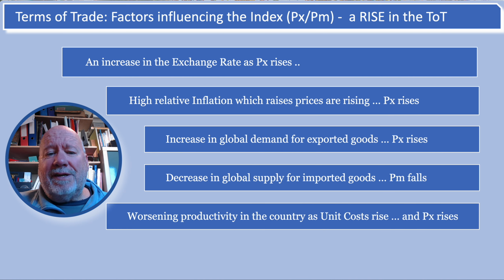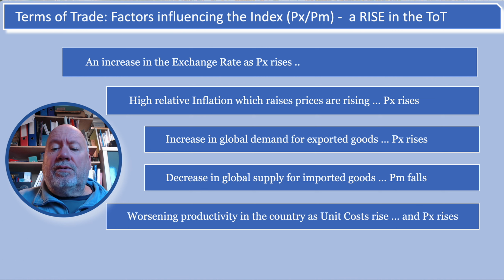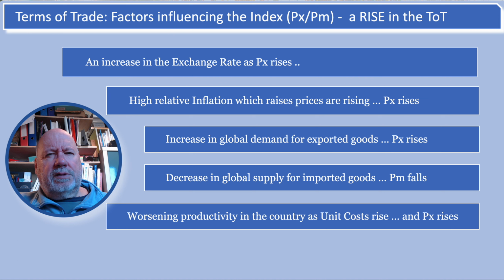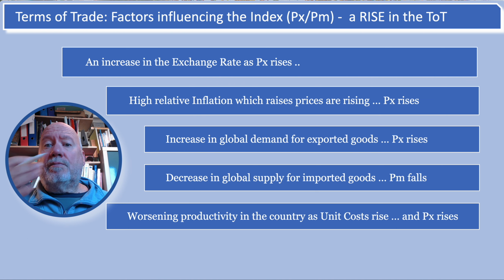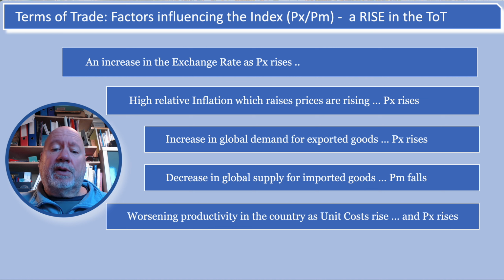Another one that isn't really intuitive is that if you have worse productivity, your unit costs rise, and so therefore the price of your exports rise. And so that's a good thing, because you're assuming that if your productivity goes down, unit costs rise, and therefore you will have to increase the selling price of your goods in the market.